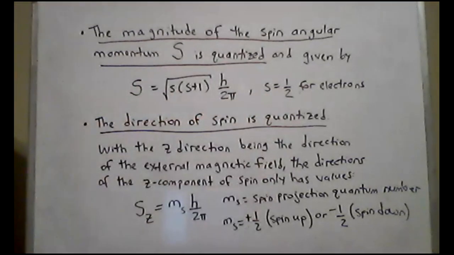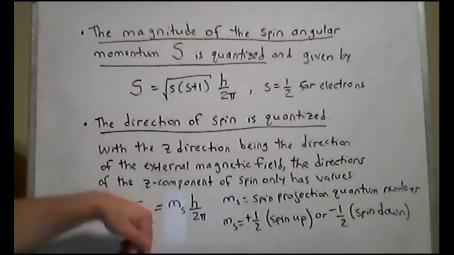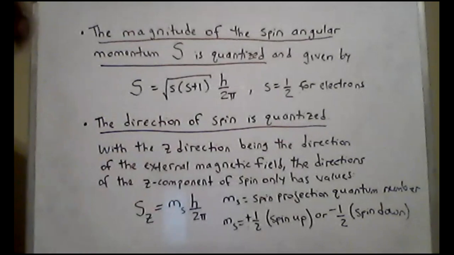In fact, it only has a certain given value for any particular particle. So s is only 1/2 for electrons. s is only 1/2 for protons and neutrons. s is only 1 for photons. And s is only 0 for pions, for instance. And then the spin projection quantum number for electrons is spin up or spin down. m sub s is plus 1/2 or negative 1/2. That's it. Those are the only values that are possible.